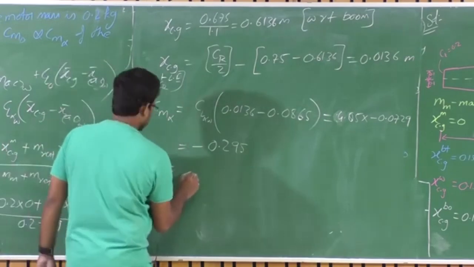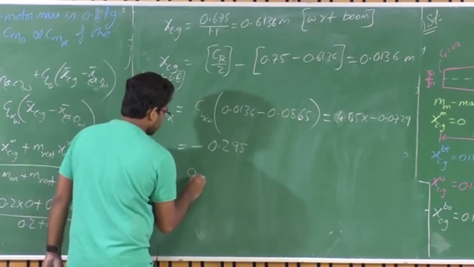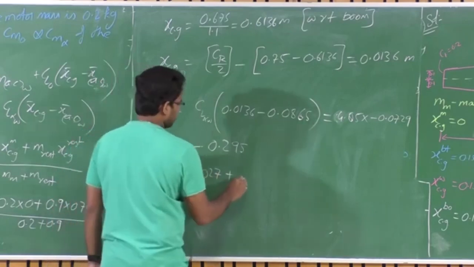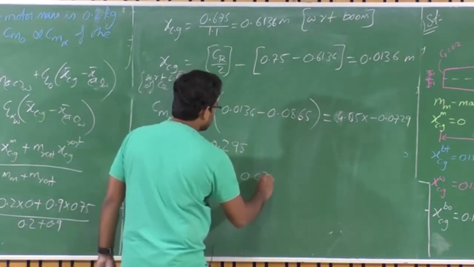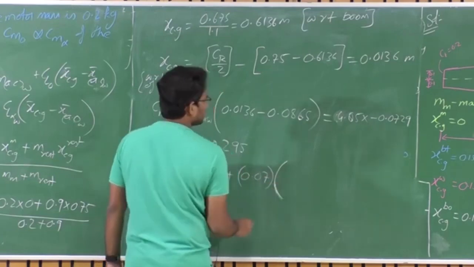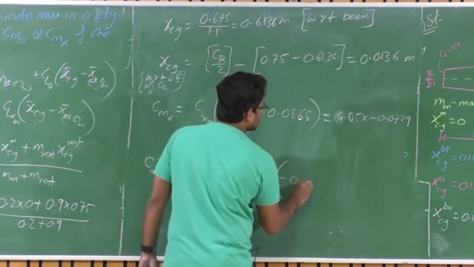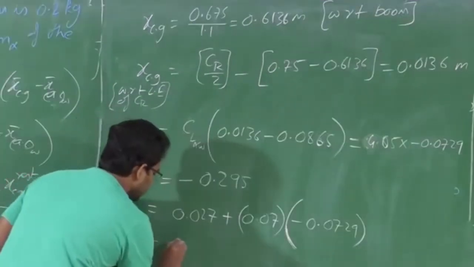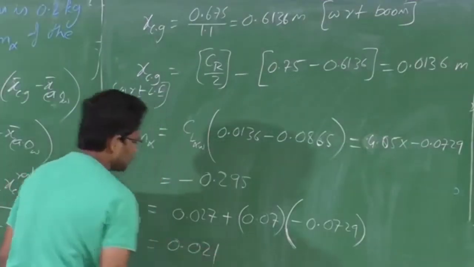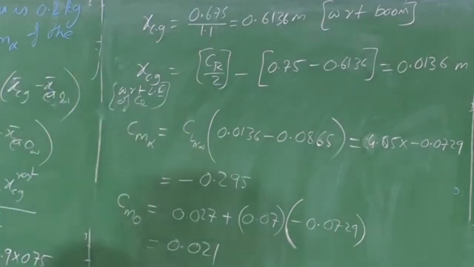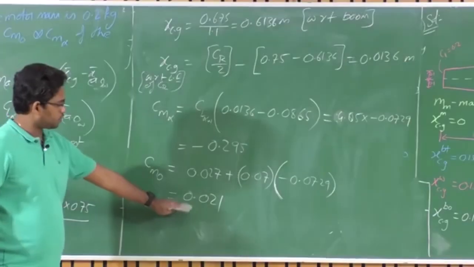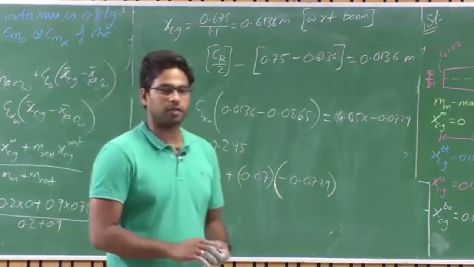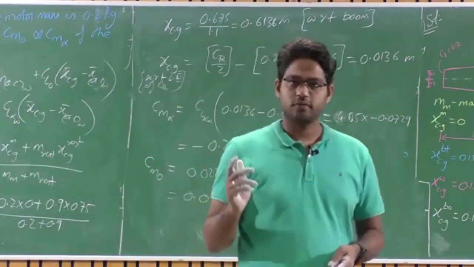And then CM naught for this with this motor is CMAC, which is 0.027, plus CL naught of the configuration, 0.07, multiplied by this particular difference, which is minus 0.0729. This equals 0.021. Okay, so CM naught is positive in this case and CM alpha is negative. That satisfies the static stability conditions. Yeah. Thank you.